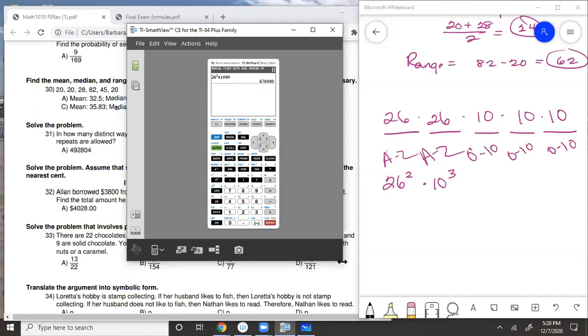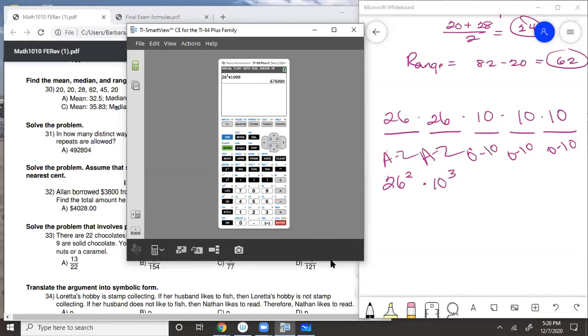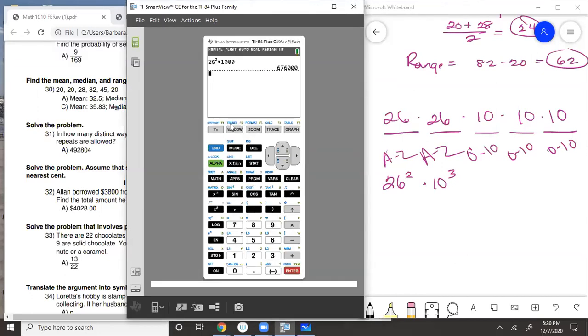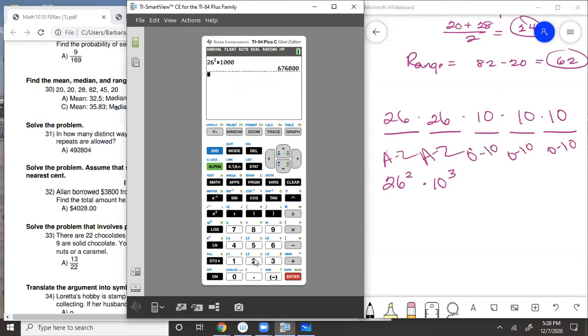Right. You could do it actually, if you want, you can write it as a power of 10, right? Instead of saying 1,000, you could say 26 squared times 10 raised to the 3rd power. Yeah. A power is not the same thing as multiplication, right? It's a much higher number. Mm-hmm. All right, so 676,000.